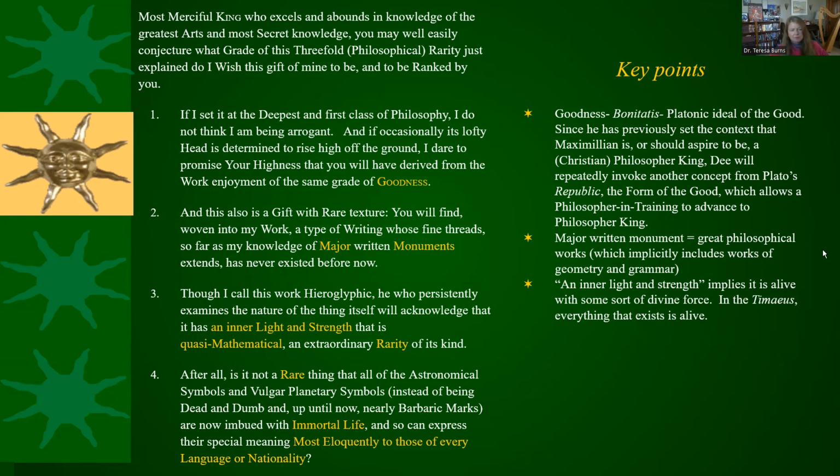So number 4, after all, is it not a rare thing that all of the astronomical symbols and vulgar planetary symbols, instead of being dead and dumb and up until now nearly barbaric marks, are now imbued with immortal life, and so can express their special meaning most eloquently to those of every language or nationality?